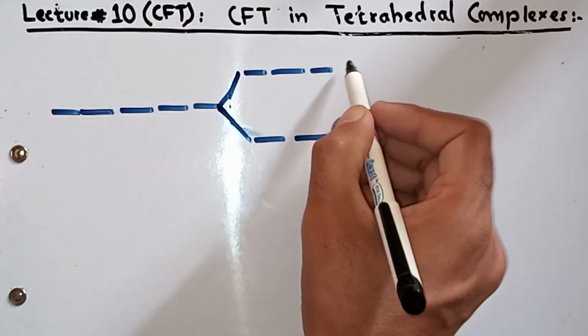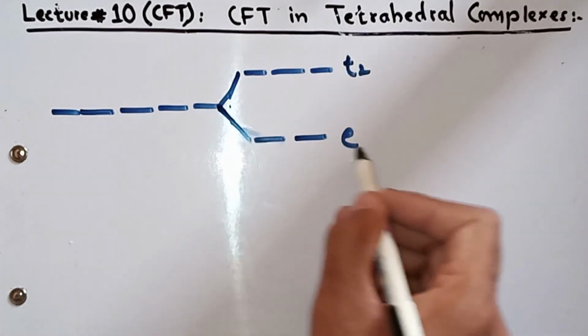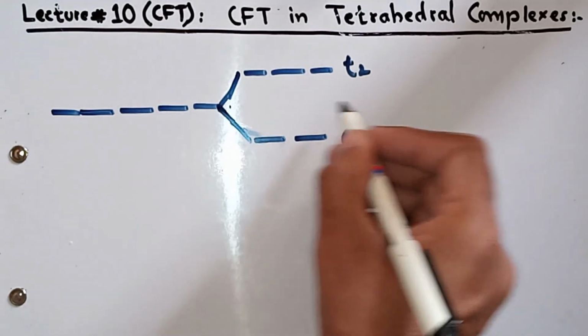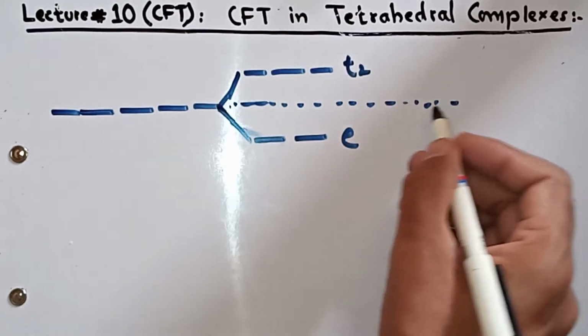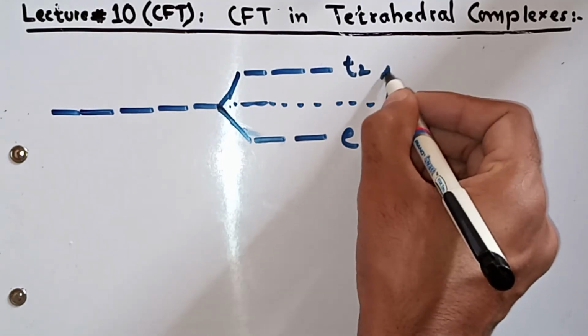This is the E set, this is the T2 set. The energy that is decreased is due to the E orbital. Let's suppose this is the normal position. So this is the energy decreased and this is the energy increased.